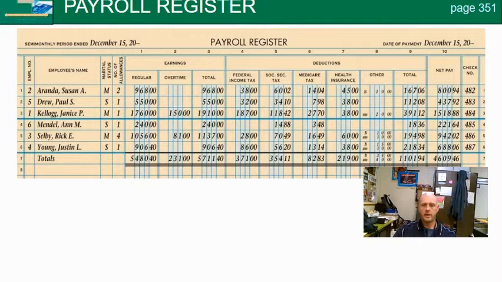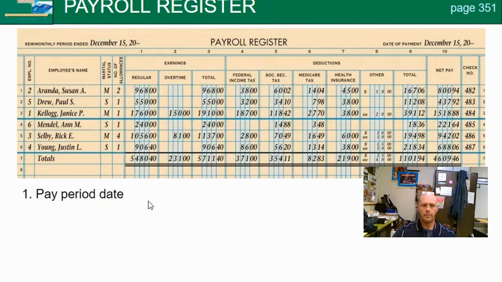And what this is, is a list of all of my employees for one pay period. Okay, so it's going to have all, in my case now I only have 6 of them. It'll have their marital status and allowances. It'll talk about their earnings, their deductions, what they actually take home. But again, all my people for one pay period.